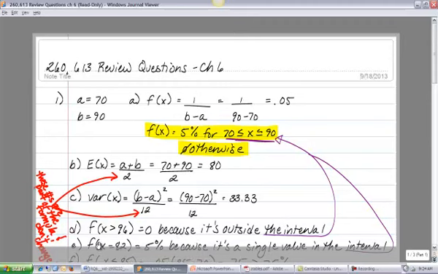Part E asks, what is the probability that x is equal to 82? Well, 82 is within my interval of 70 and 90, and it's a single value within my interval, so its probability must be that 5%. So 5% because it's a single value within my interval.